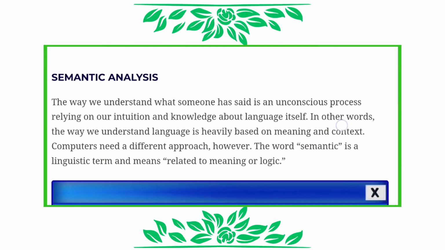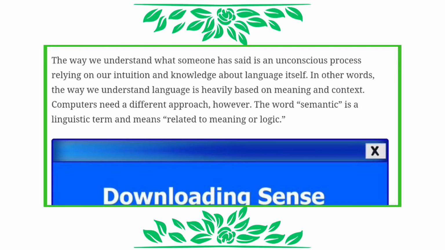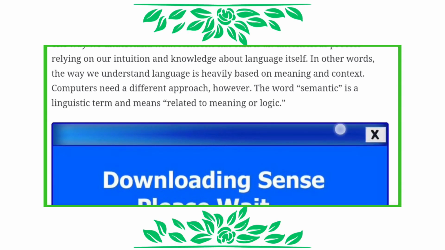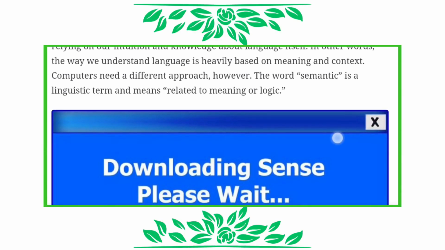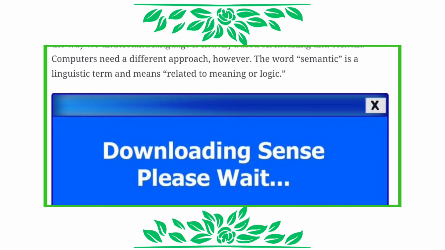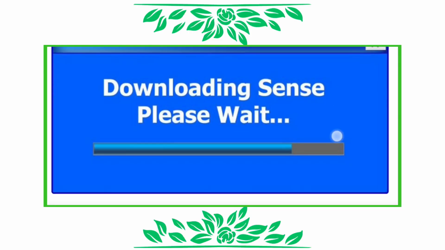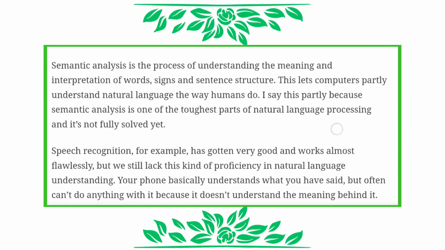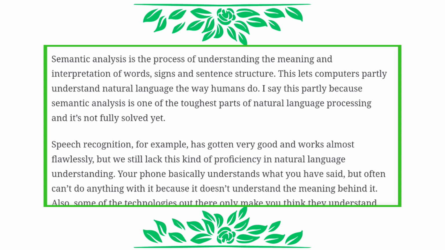Semantic analysis. The way we understand what someone has said is an unconscious process relying on our intuition and knowledge about language itself. In other words, the way we understand language is heavily based on meaning and context. Computers need a different approach. However, the word semantic is a linguistic term and means related to meaning or logic. Semantic analysis is the process of understanding the meaning and interpretation of words, signs, and sentence structure. This lets computers partly understand natural language the way humans do. I say this partly because semantic analysis is one of the toughest parts of natural language processing and it's not fully solved.